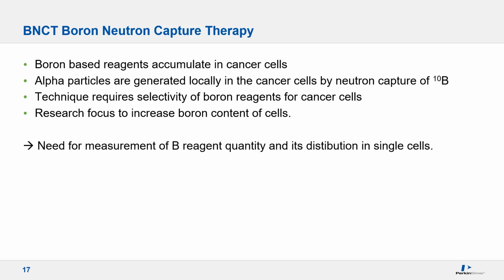And this technique requires therefore selectivity for the boron reagents for the cancer cells. And in addition, it requires knowledge of how much boron is in the cells. A great deal of research focus is going at the moment to understand how to better increase the boron content in the cells. And therefore the need exists to measure the boron reagent quantity and its distribution in single cells.